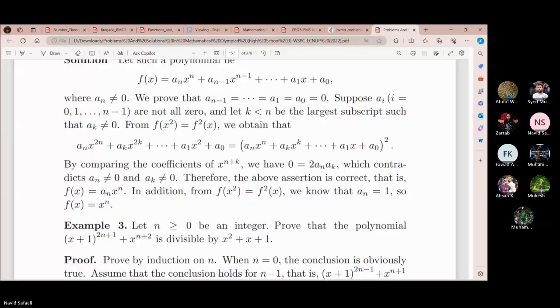No, sir. Okay. Now think about this example. Let n be greater than or equal to 0. Prove that the polynomial this is divisible by this. Okay? You would have 10 minutes. So start working.